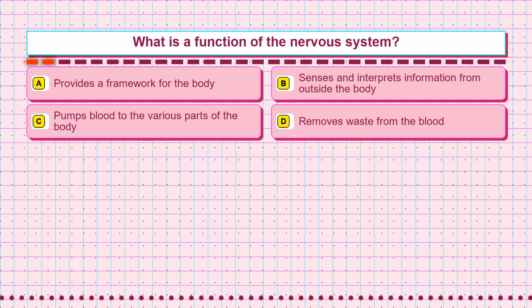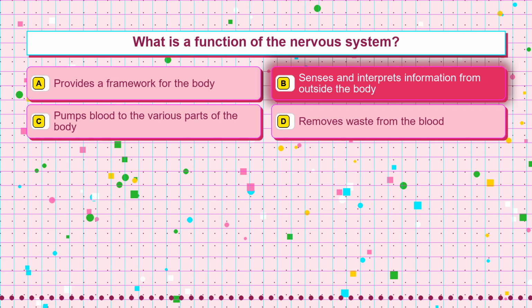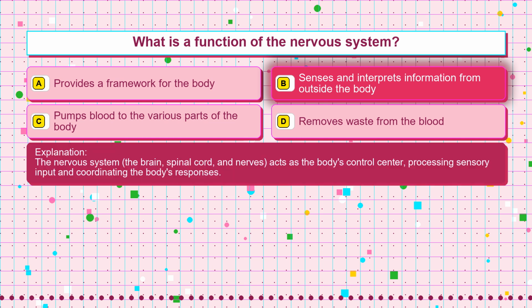Question 5. What is a function of the nervous system? Option A, provides a framework for the body. Option B, senses and interprets information from outside the body. Option C, pumps blood to the various parts of the body. Option D, removes waste from the blood. The correct answer is option B, senses and interprets information from outside the body. The nervous system, the brain, spinal cord, and nerves, acts as the body's control center, processing sensory input and coordinating the body's responses.